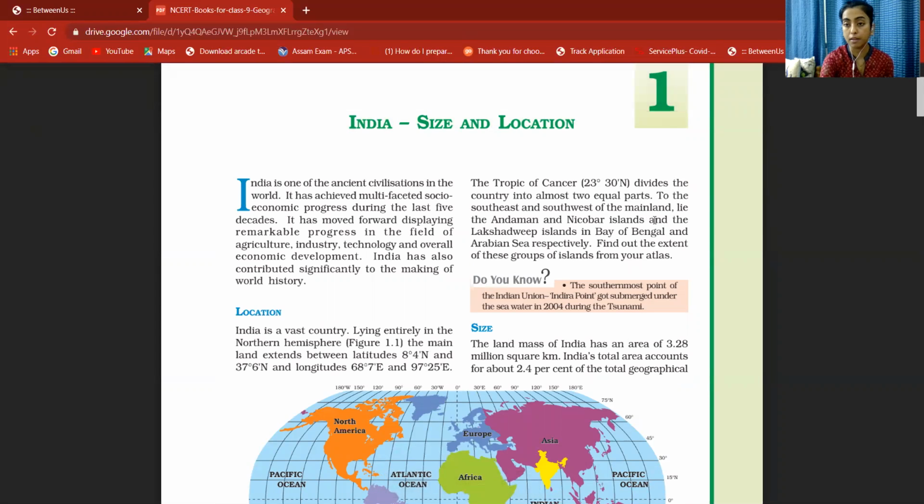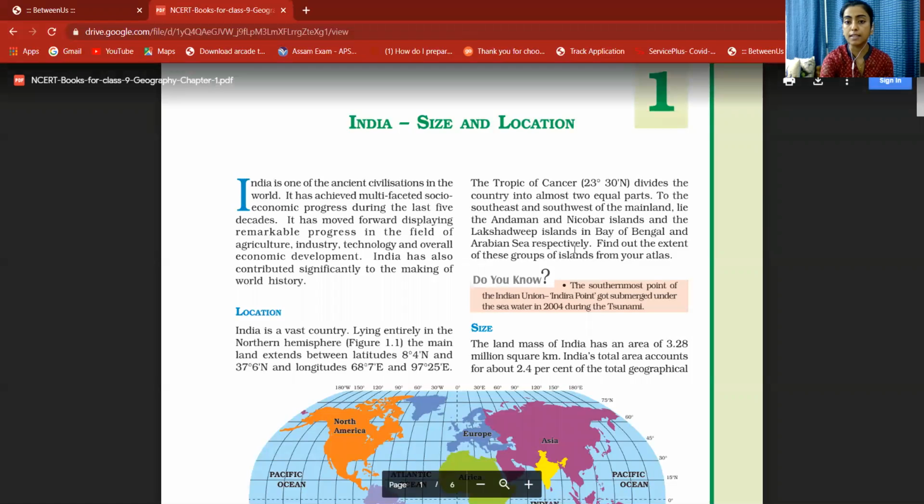So you might be asked for location in map activities. You might be asked to locate the Tropic of Cancer or mark the Tropic of Cancer. So it lies in which one? It lies in 23 degree 30-minute north. That's latitude. All right, and it divides the country into two equal parts.